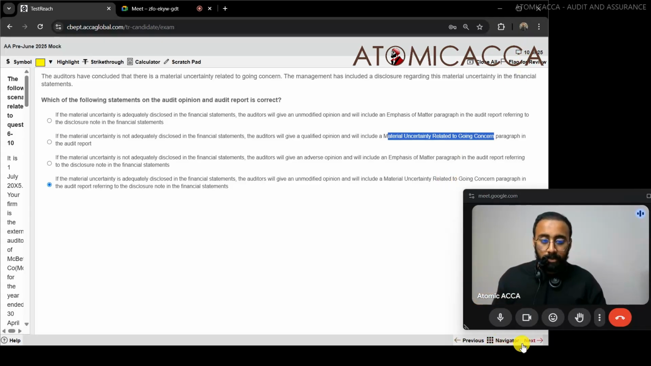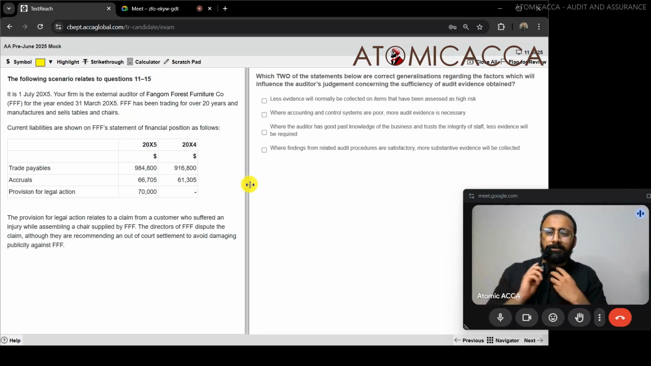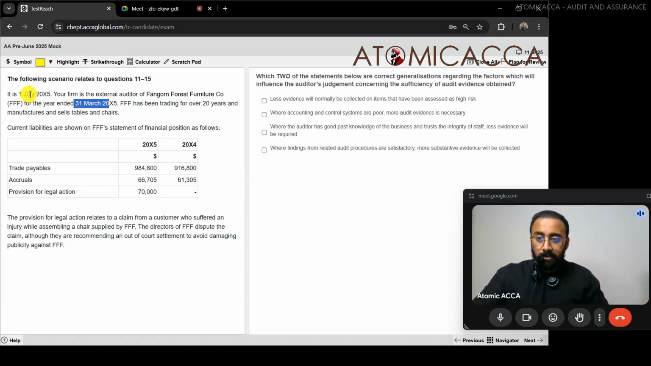So we're done with the 10th one. That means the second case study is over. Now we are on to the third case study and the final one for Section A. It is 1st July 2005. Your firm is the external auditor of Fang Forest Furniture Company, Triple F, for the year ended 31st March X5, 1st July X5.